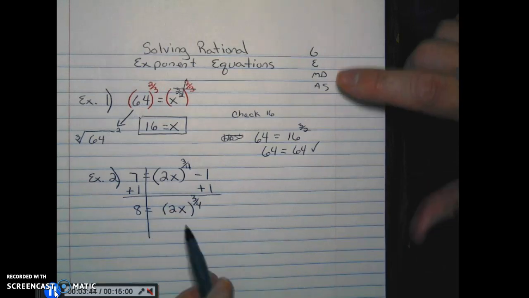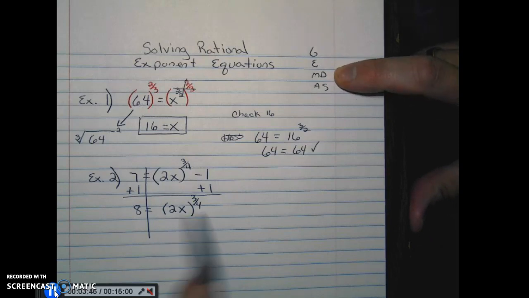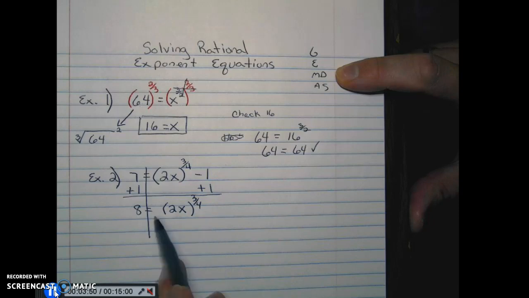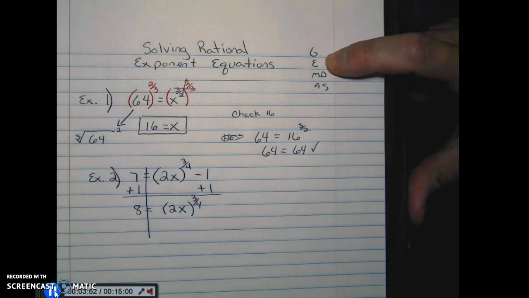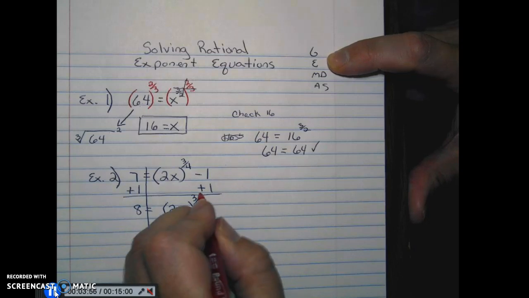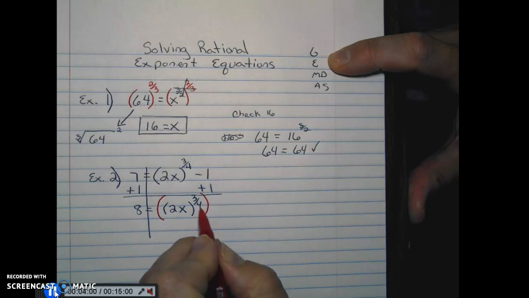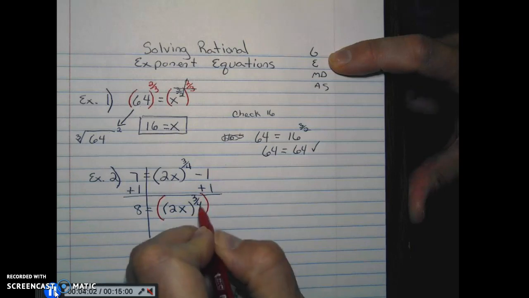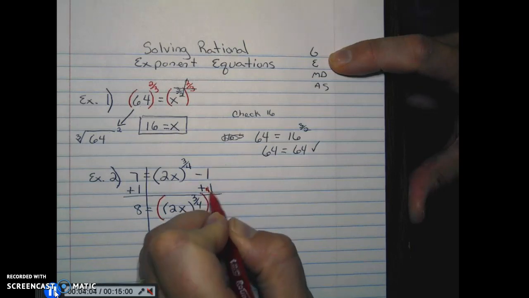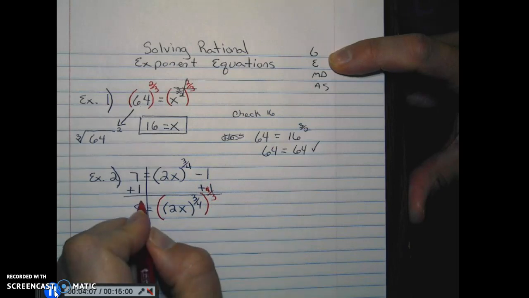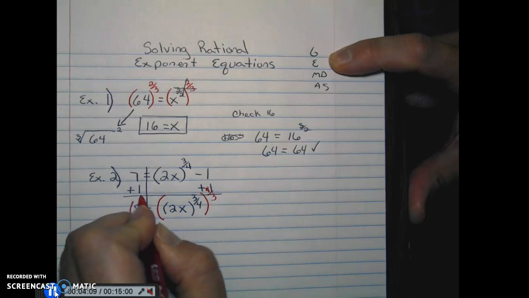Okay, we undo any multiplying and dividing, which there is none on the outside of the grouping symbol. And now we're going to take care of the exponent. So remember, to take care of the exponent, you're going to raise it to the reciprocal. So the reciprocal of 3/4 is 4/3. And we're going to do that on both sides.